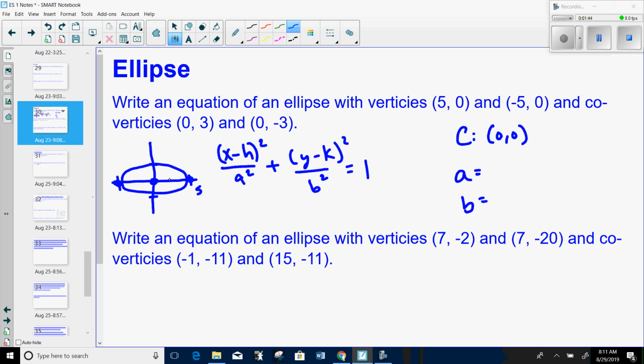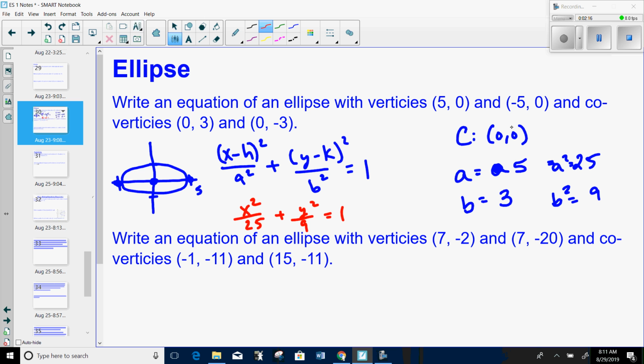a is the distance from the center to the vertices, which is 5. And b is the distance from the center to the co-vertices, which in this case is 3. So a squared is 25, and b squared is 9. Now we're ready to write the equation. The equation would be x squared over 25 plus y squared over 9 equals 1.